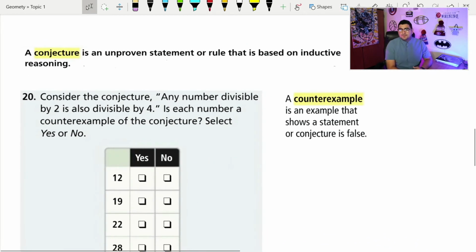But what I can do is take someone's conjecture and try to find what we call a counterexample. A counterexample is what we use to prove conjectures to be false. A counterexample is an example that shows a statement or conjecture is false. So although conjectures are usually unproven statements, they can be proved wrong, and that's what we use counterexamples for. So now we're going to look at some examples of conjectures and try to see if we can find a counterexample that will prove that conjecture to be false.